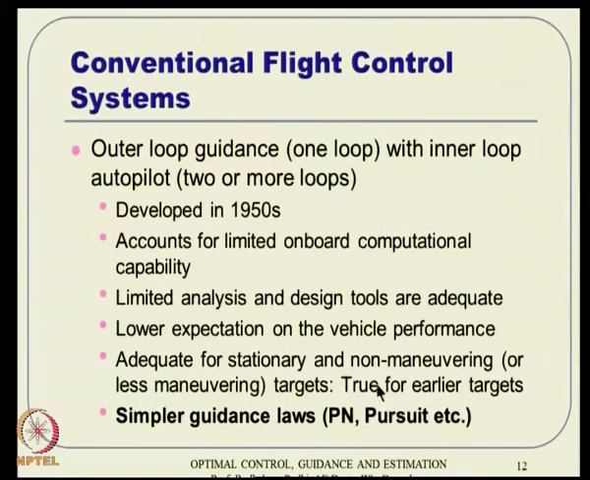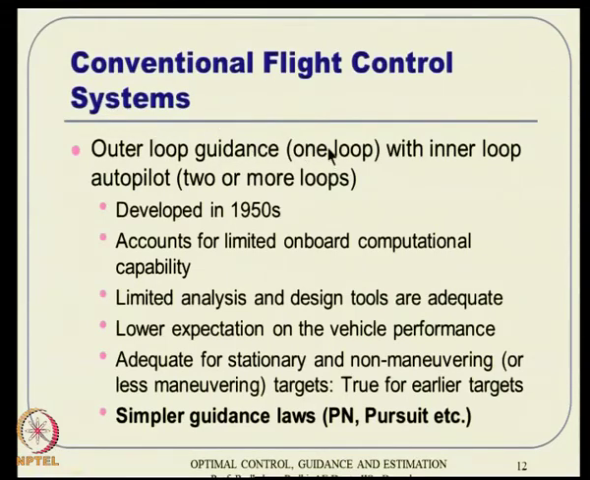Alright, so then conventional flight control system is typically designed this way. We have this outer loop guidance, obviously one loop, with inner loop autopilot. That means, whatever guidance gives, lateral acceleration commands and things like that, that inner loop has to track, and this inner loop is again divided, it can be synthesized either in 2 loops or more than 2 loops actually. Okay. So, 2 loop means typically the guidance gives us lateral acceleration commands.